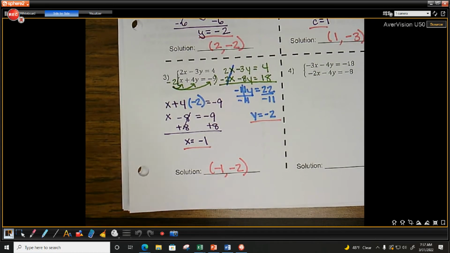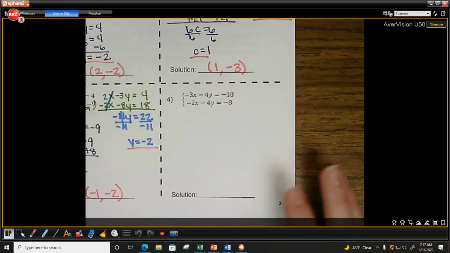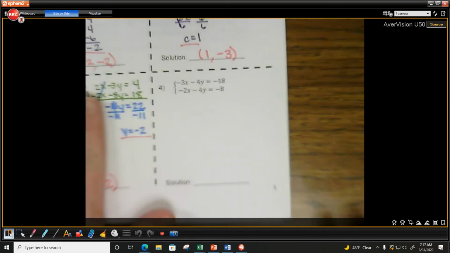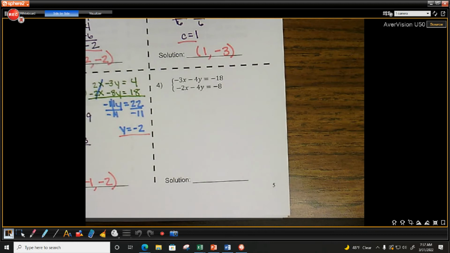Some of these, like I said, are easier than others though. Like that last one we just did was the hardest we've done so far. Okay. Looking at number 4, are both equations in standard form? Are the variables stacked on top of each other? Yes, so it's set up for elimination.